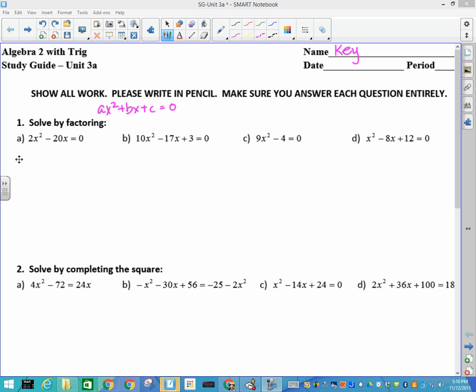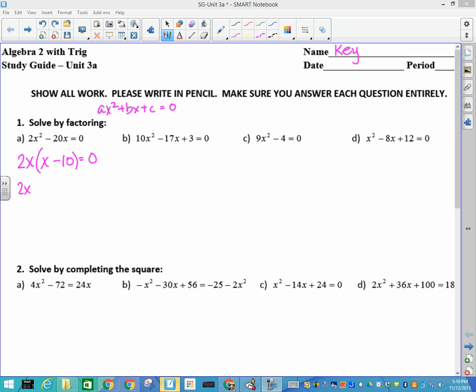So I am looking for the greatest common factor between 2x squared and 20. When I look at the numbers, 2 goes into both, and there's an x in both, and I take the lower exponent, so I have 2x. And when I take 2x out of that, I have x left, and when I take 2x out of here, I have a 10. So that's going to be 2x times x minus 10.